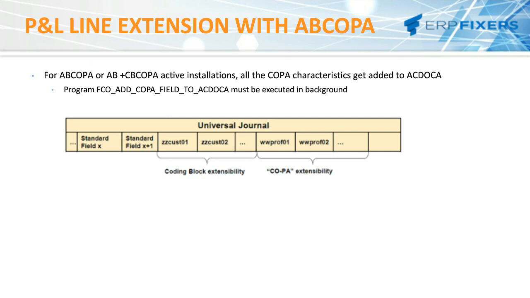And to add the Copa characteristics to the table ACDOCA, you must run the program as you can see on the screen, which adds all the characteristics to the table ACDOCA. And this would generate the operating concern automatically.